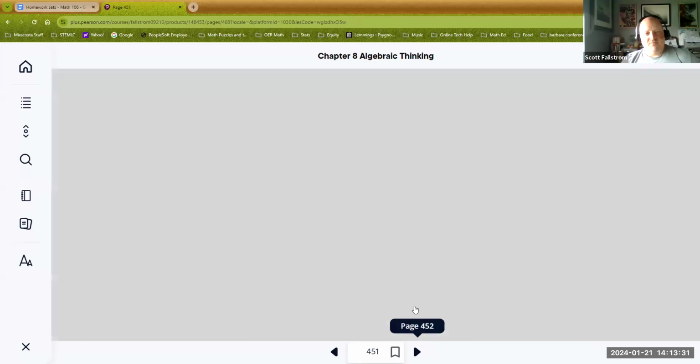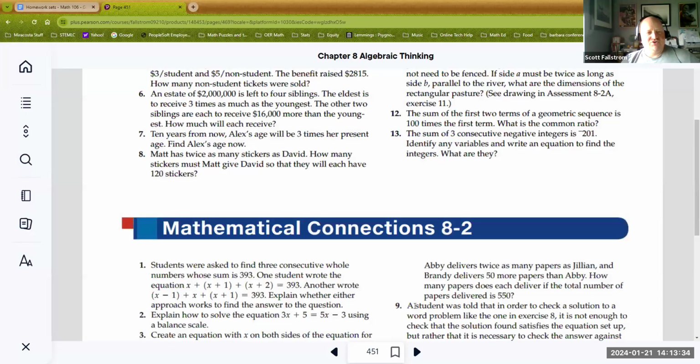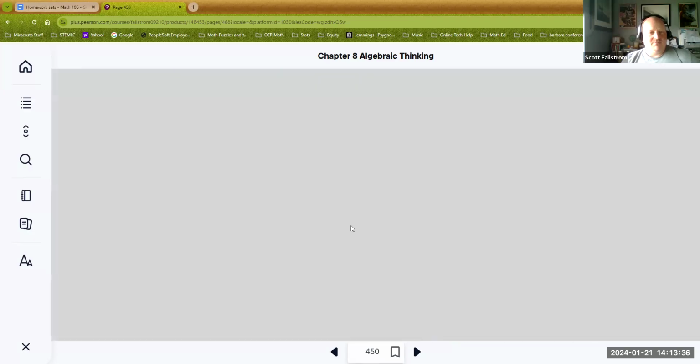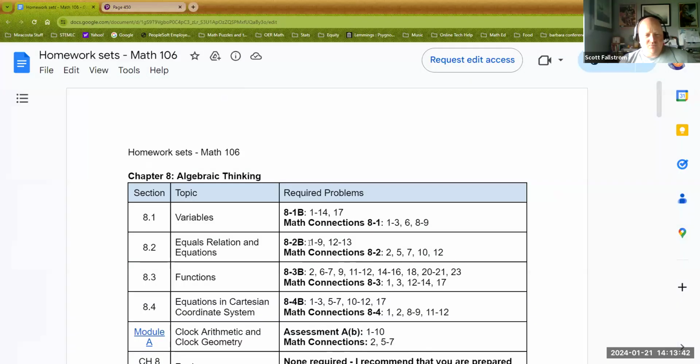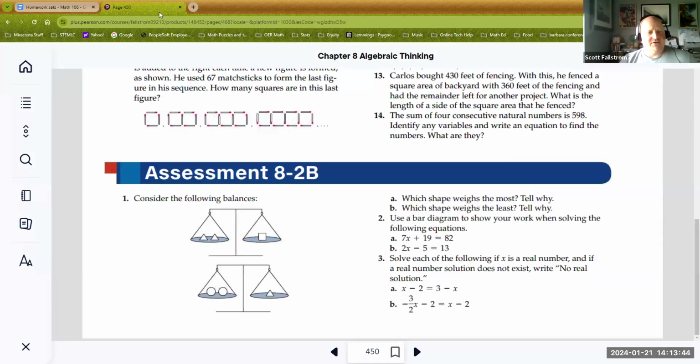Hello, students. Getting into 8.2, the connections, the homework. Let me jump back a page here, because 8.2b is a pretty short section in terms of homework. There's not a ton of questions, and so I've done 1 through 9 and 12 and 13. So let's take a look.